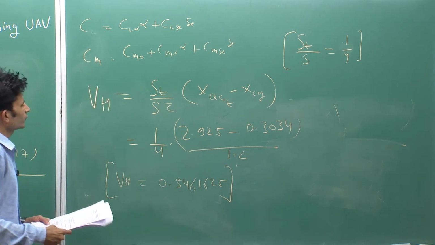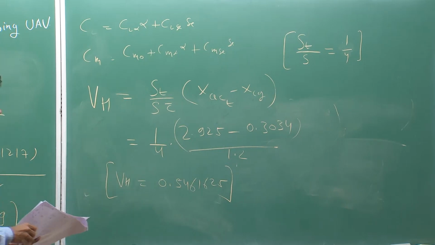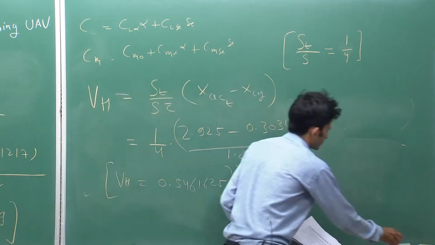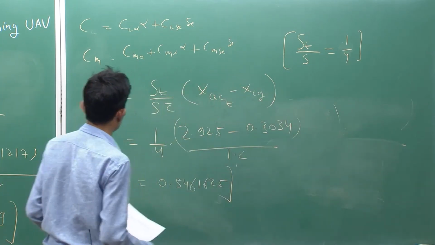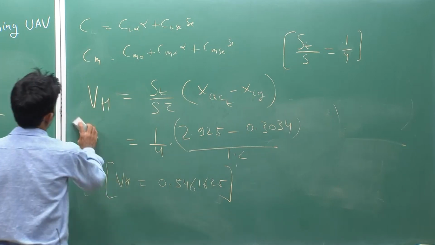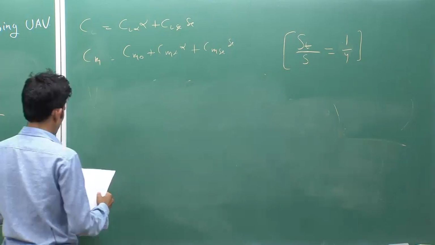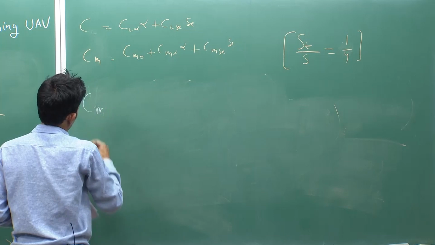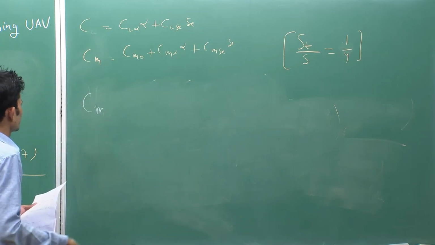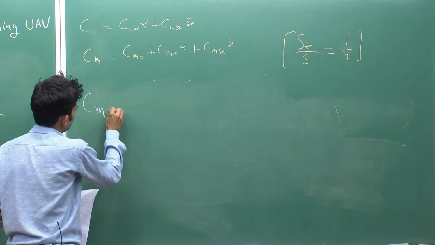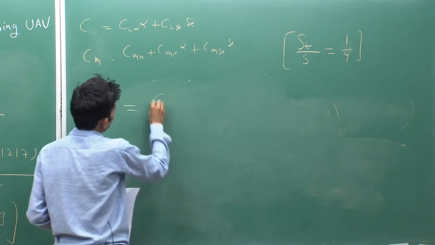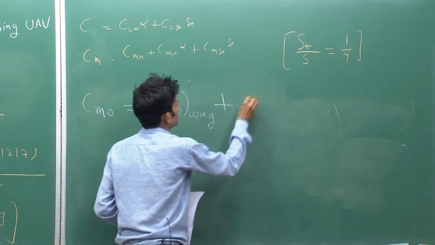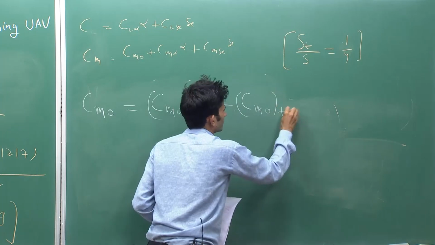So, in the sixth question you have to find the tail setting angle, that is, how much tail setting angle is required in order to get the desired Cm naught value. So, let us solve this also. So, you know that, see, think about in which equation the IT, the tail setting angle, is coming. So, it is obviously Cm naught. So, Cm naught is nothing but Cm naught of the wing plus Cm naught of the tail.